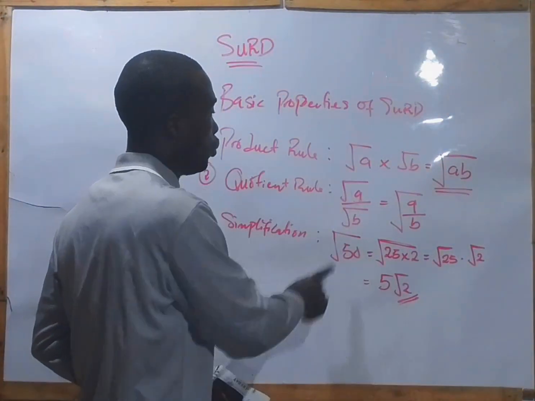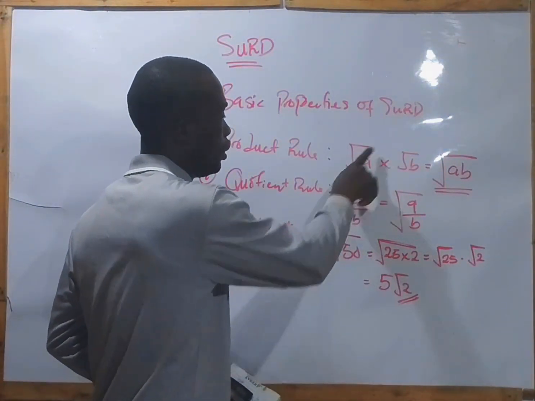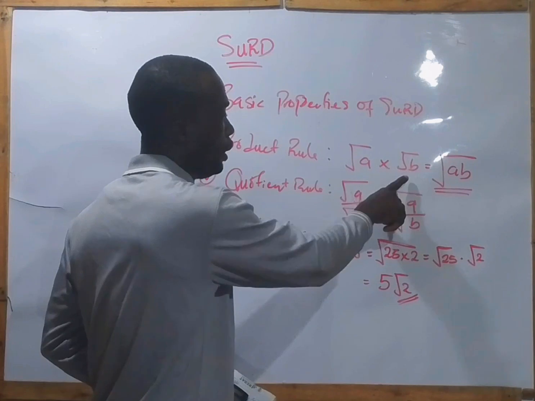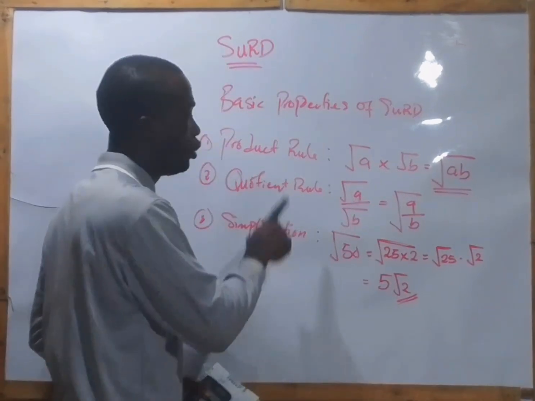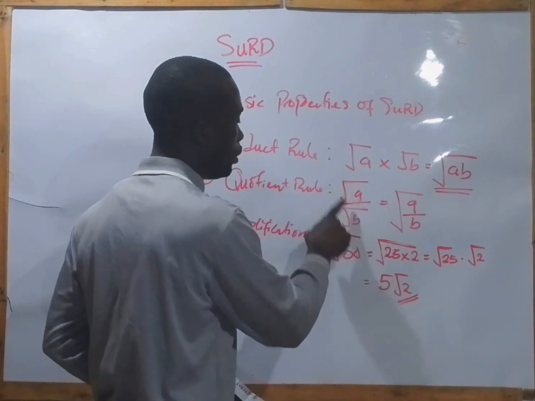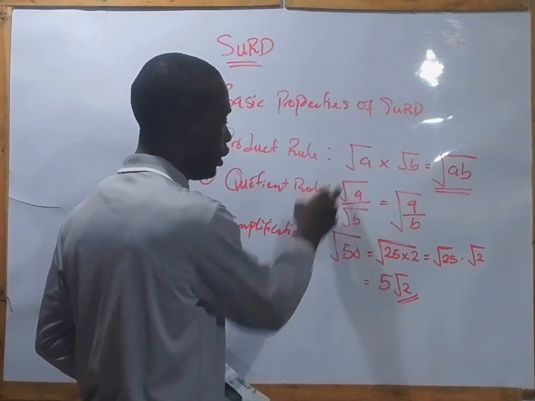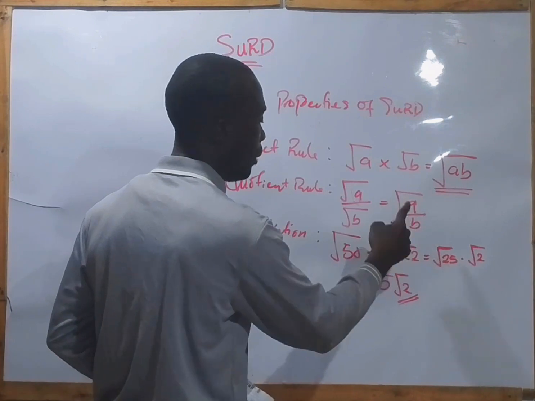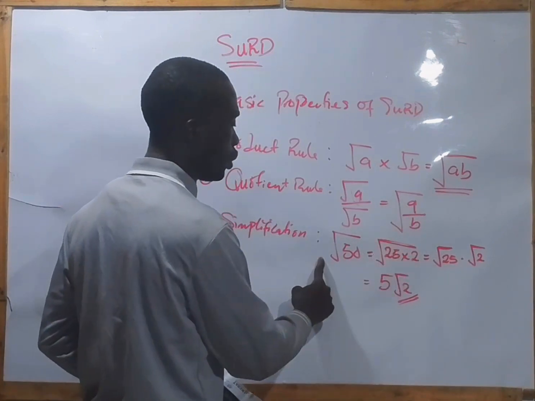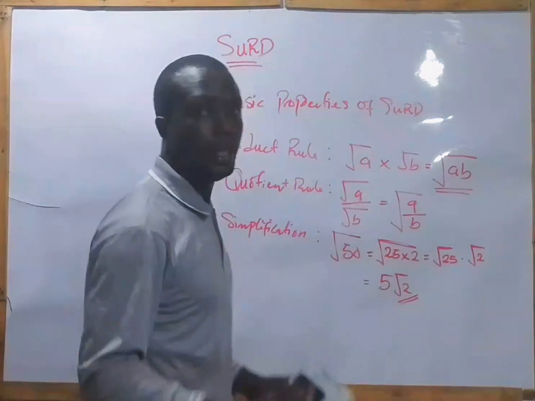We have the product rule, which says that root a times root b will give you root ab. While the quotient rule says that root a divided by root b, since all of them are in a root, you open a big root and say a divided by b, and then the simplification, just like what I've explained earlier.